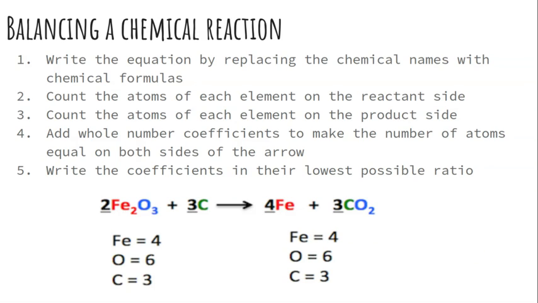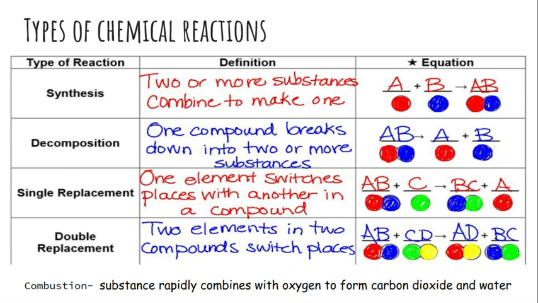When we balance a chemical equation, we'll first start with writing the correct chemical formulas and then get a count of the atoms of each element on the reactant and on the product side. After that, we are going to add coefficients, those large numbers that we place in front to balance the chemical equations. We want to make sure that those coefficients are in their lowest possible ratio. The coefficients in this example, the 2 in front of iron 3 oxide, the 3 in front of carbon, the 4 in front of the iron, and the 3 in front of carbon dioxide. Those are all our coefficients.